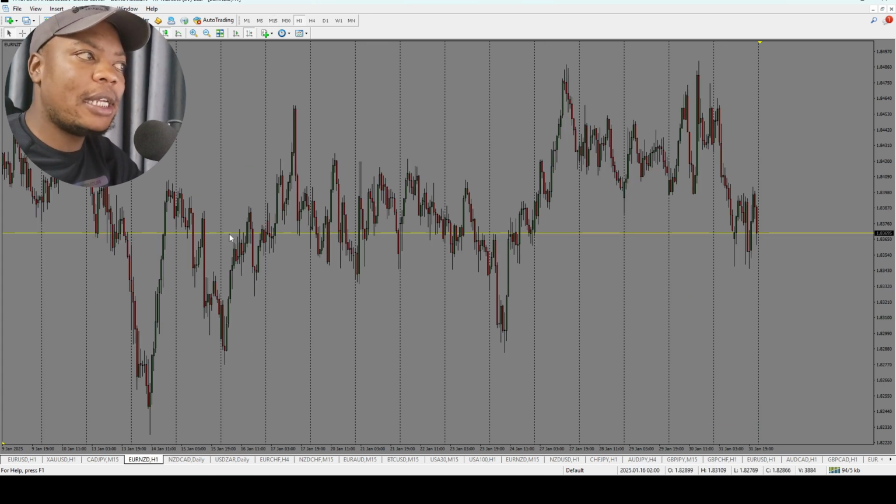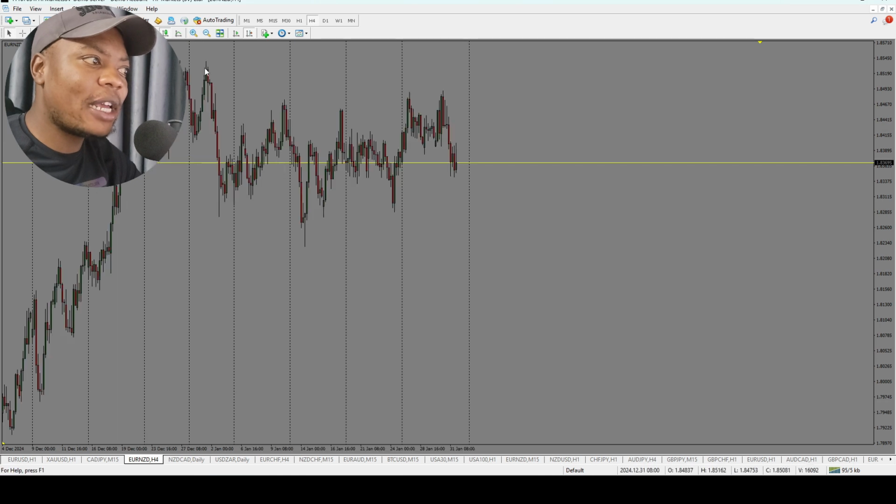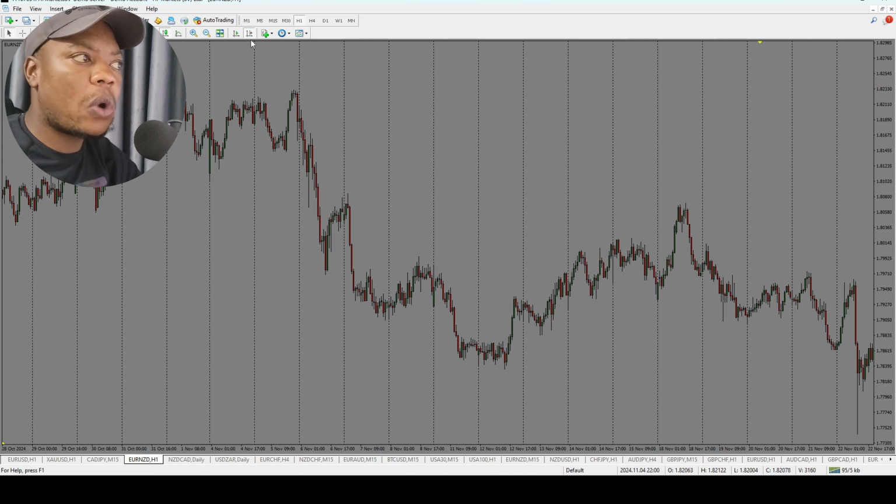On Euro NZD, I actually deemed this as a peak reset, because you can see on a higher time frame, like the H4 time frame, this is what we see. We can see 1, 2, and I was expecting this impulse to keep on going to the upside. But unfortunately on H1, this is what happened.